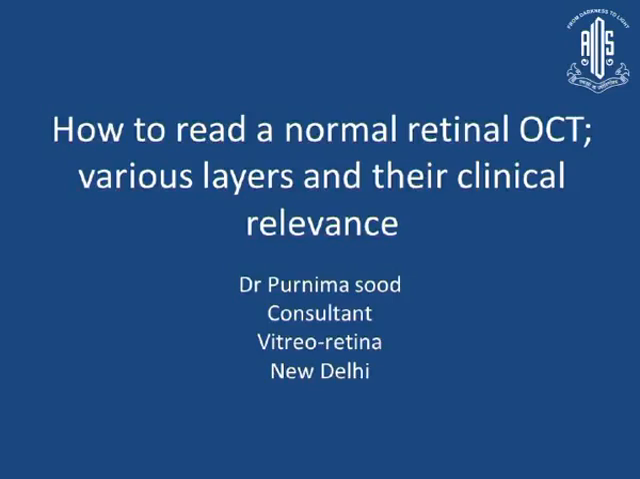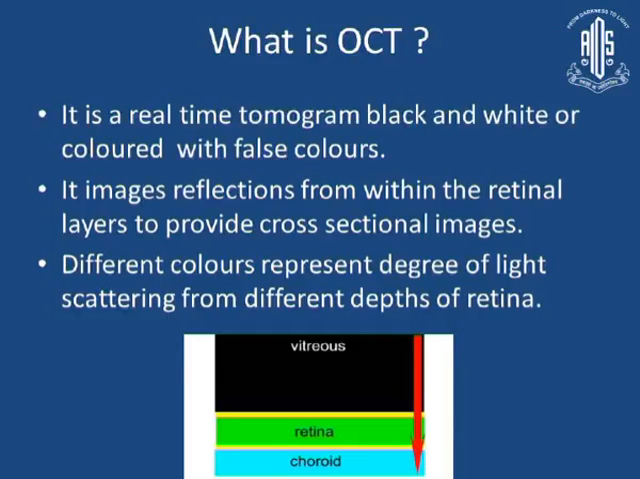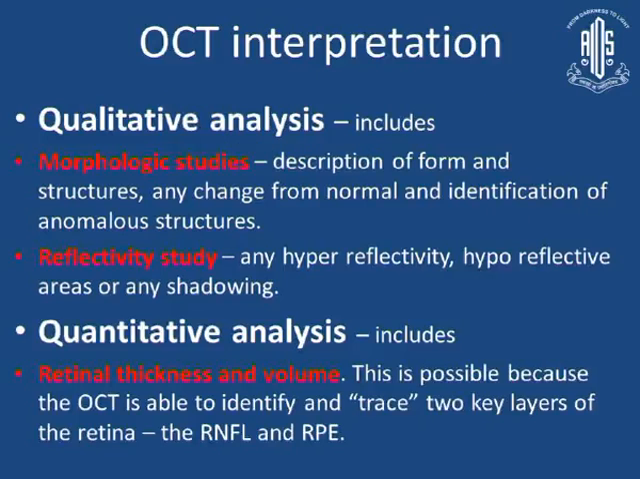So, I'll be talking about how to read a normal macular OCT, what the normal layers are, what abnormalities we see, and how to describe them. We know OCT is a tomogram due to varied degrees of reflectivity from the different retinal layers. So, when you see an OCT, how do you describe it?